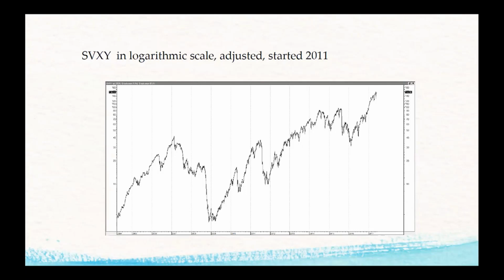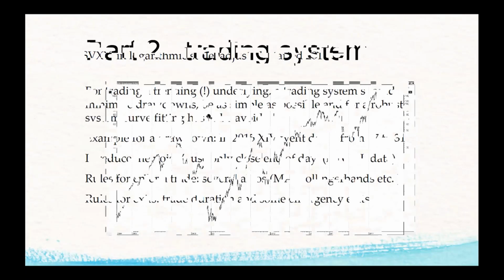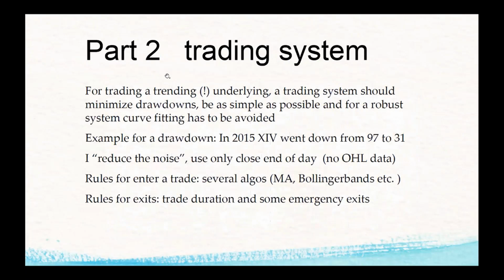Now to part 2, how to trade this underlying, because it's really a nice trending underlying. For trading a trending underlying, a trading system should minimize drawdowns, be as simple as possible, and for a robust system, curve fitting has to be avoided. Example for a drawdown, the XIV went 2015 from 97 down to 31.